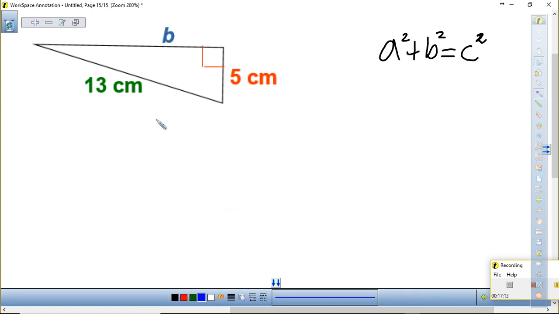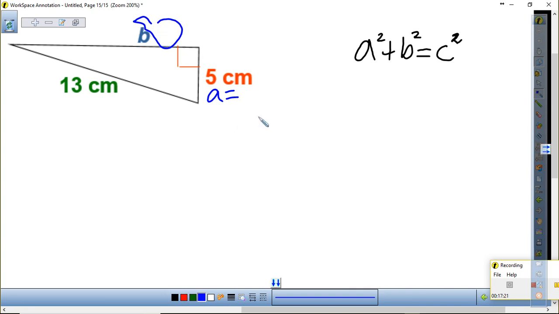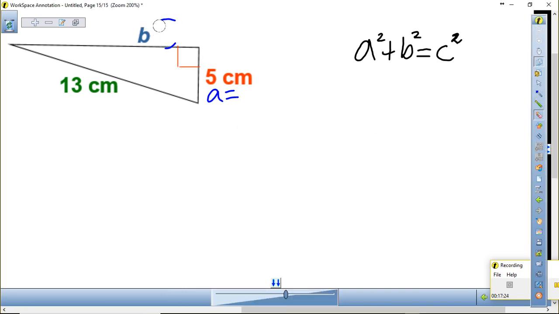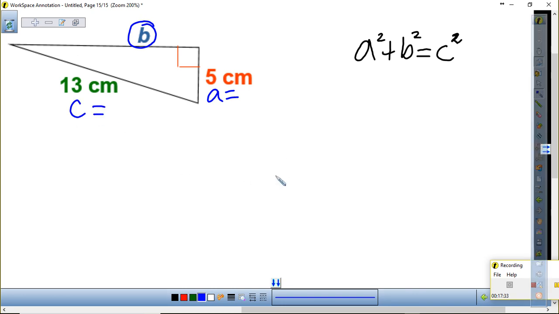Step two. Let's see. This one is A. This one is B. And this one is C. Tell your neighbor what we would call step two. Identify A, B, and C. Step three, what do you think step three is? Substitute values. So this would be 5 squared plus b squared equals 13 squared.